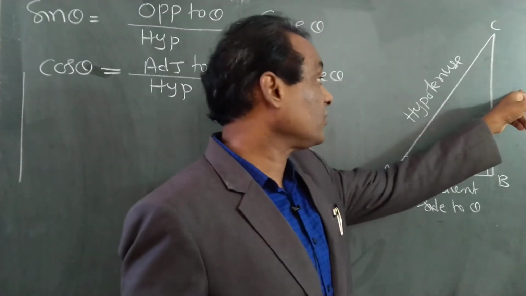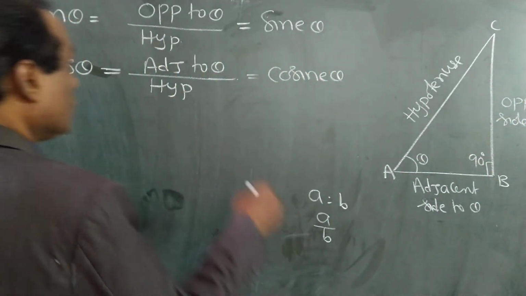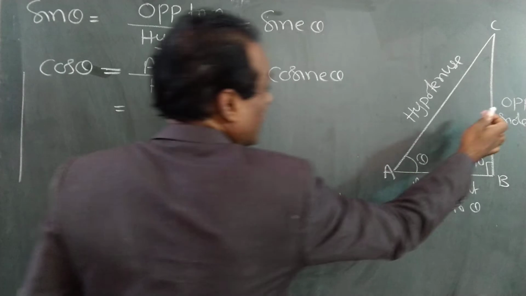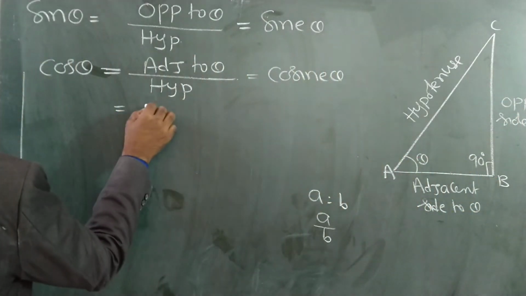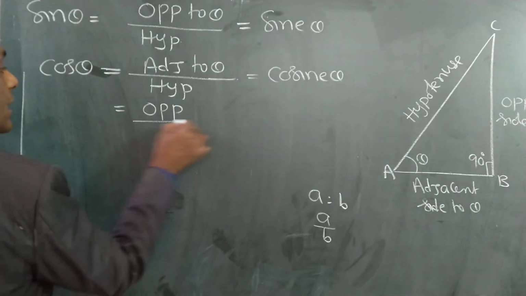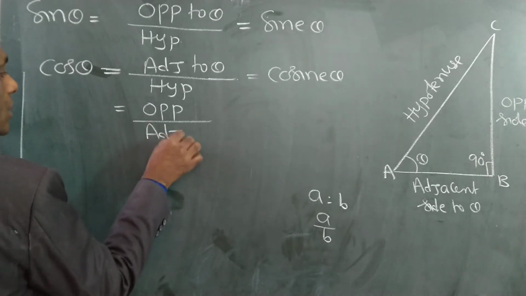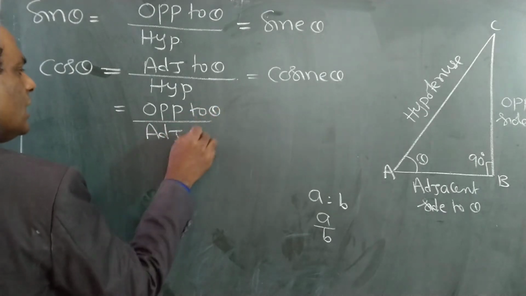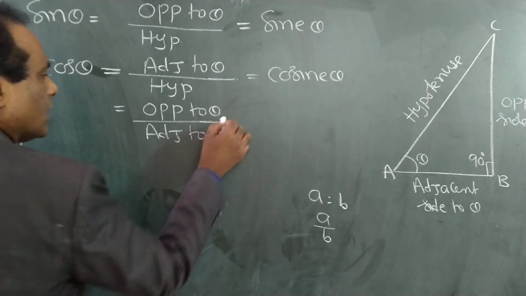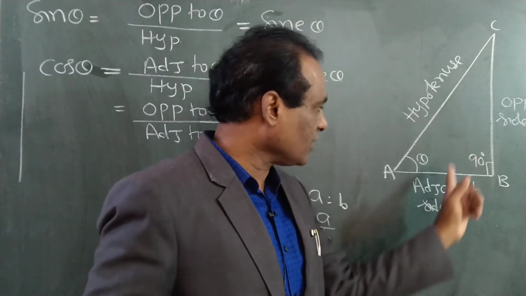Similarly, the name of this side to this side. So that is the name of the ratio of this side to this side: opposite side by adjacent side. But generally, opposite to theta by adjacent to theta. So this is opposite side, this is adjacent side.